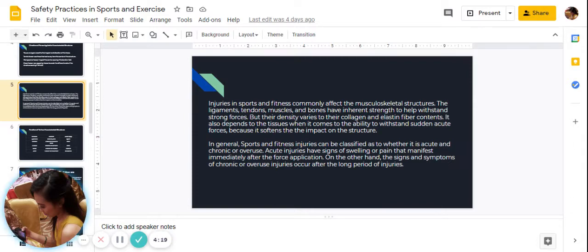Acute injuries. In sports and fitness, injuries can be classified as either acute or chronic, or overuse. Acute injuries have signs of swelling or pain that manifest immediately after the force application. On the other hand, the signs and symptoms of chronic or overuse injuries occur after a long period of time.